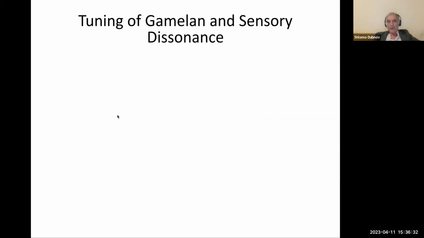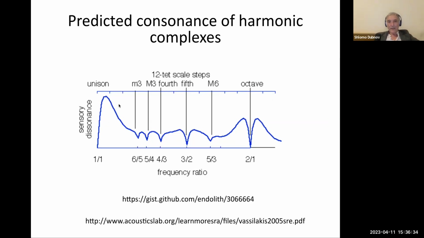Then as we go farther away, the roughness starts decreasing and there is a dip next to the minor third. There is a dip next to the major third. There is a dip on the fourth. There is almost zero roughness on the fifth. There is a dip on the sixth and there is zero roughness on the octave.